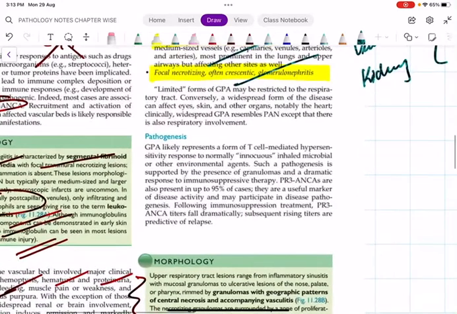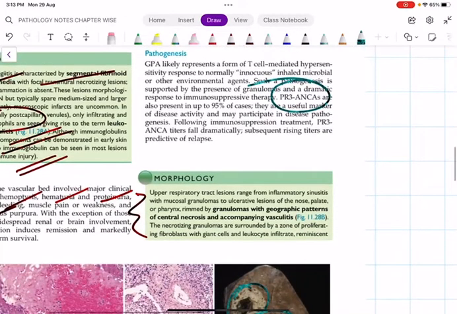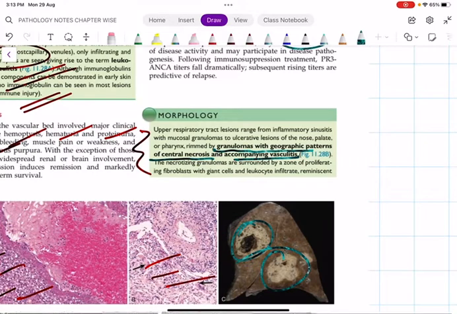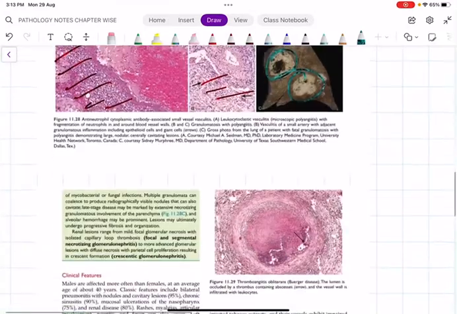Coming to the pathogenesis, remember it is PR3 ANCA. In microscopic polyangiitis we told it is MPO ANCA; here it is PR3 ANCA. This is the important culprit. There will be granulomas with geographic patterns of central necrosis and accompanying vasculitis. Remember, there will be granulomatous lesions in three areas: one in the vessel, two in the lungs, and three in the kidney. These are the important points you have to remember.